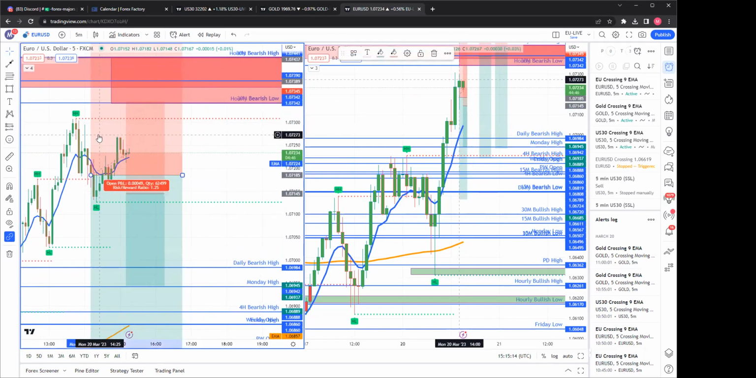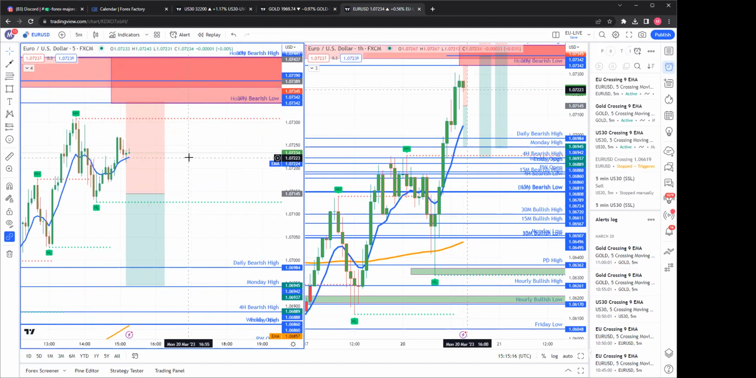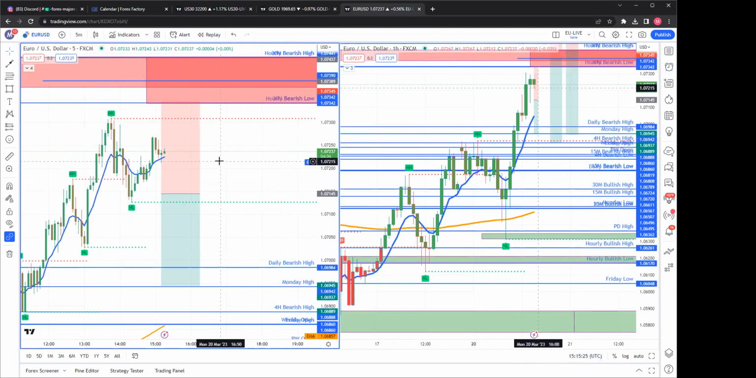So that is the importance of using these alerts. It's going to help you not FOMO into any trades. Just wait for that ping to ring on your computer or on your phone, and then come back to your computer and see what's going on.